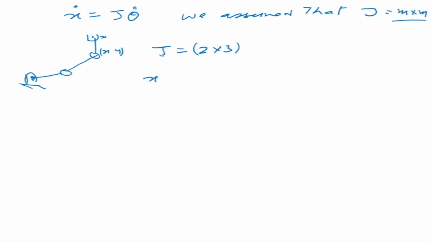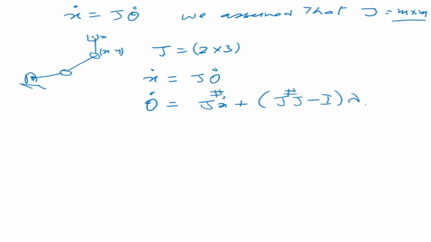And the generalized solution of this equation, J into theta dot equals x dot, is theta dot equal to J hash x dot plus (J hash J minus I) into lambda. This is the general solution of matrix inversion, where J hash is called the pseudo inverse, and lambda is a positive constant. So this is the generalized solution where your matrix J is non-square.